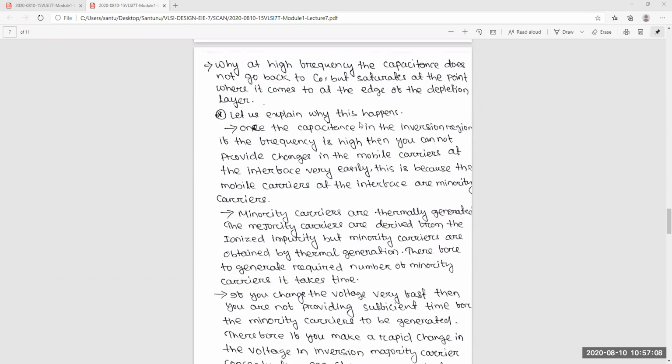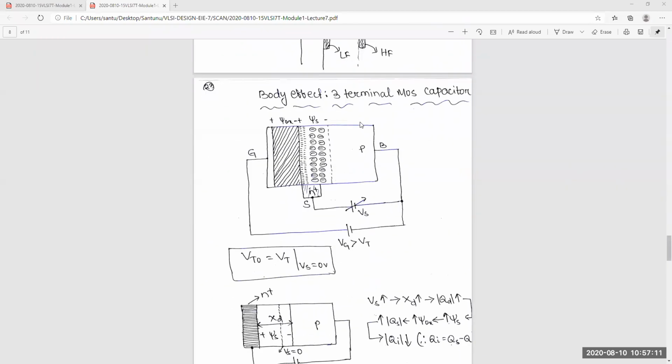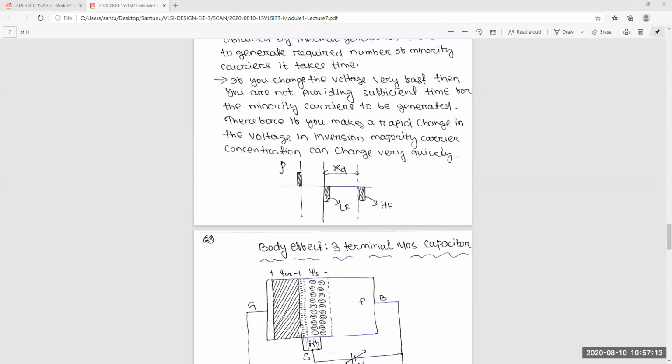Okay. So now we'll take a 5 minute break and then we'll start the next part, which is the body.